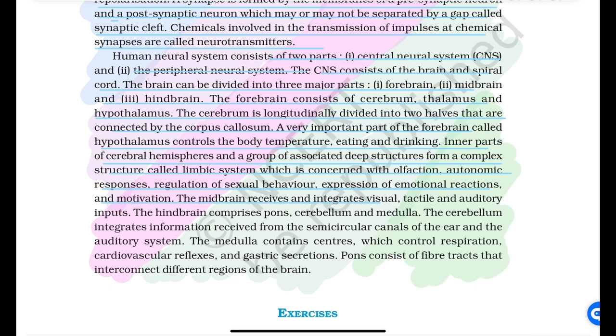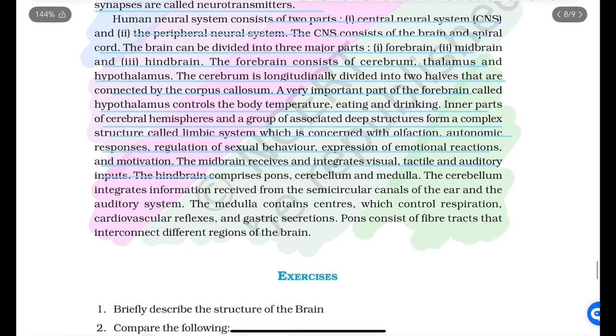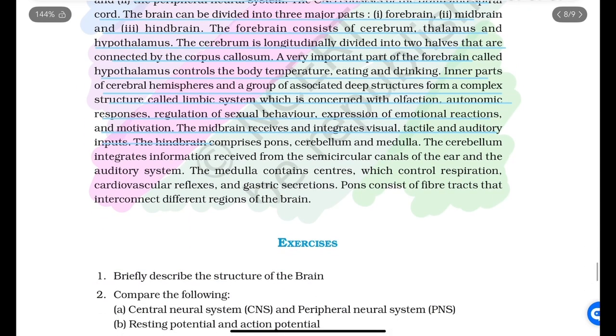The midbrain receives and integrates visual, tactile, and auditory input. The hindbrain comprises pons, cerebellum, and medulla. The cerebellum integrates information received from the semicircular canals of the ear and the auditory system. The medulla contains centers which control respiration, cardiovascular reflexes, and gastric secretion. Pons consists of fiber tracts that interconnect different regions of the brain.